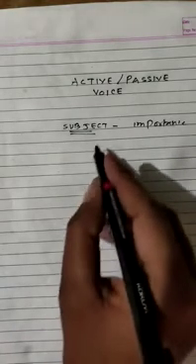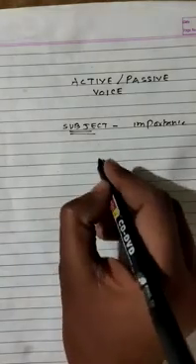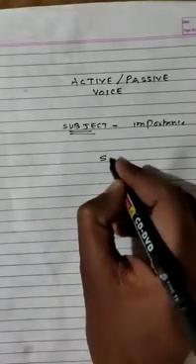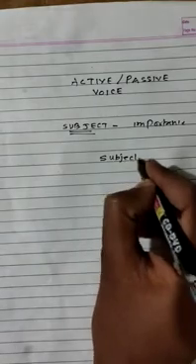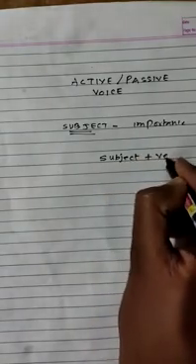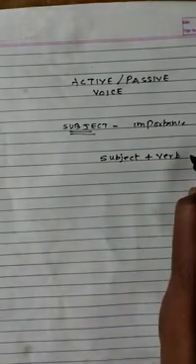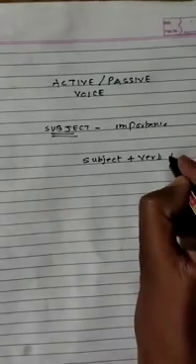That means the sentence in an active voice starts with a subject, then verb, then object. Subject, verb, and object.